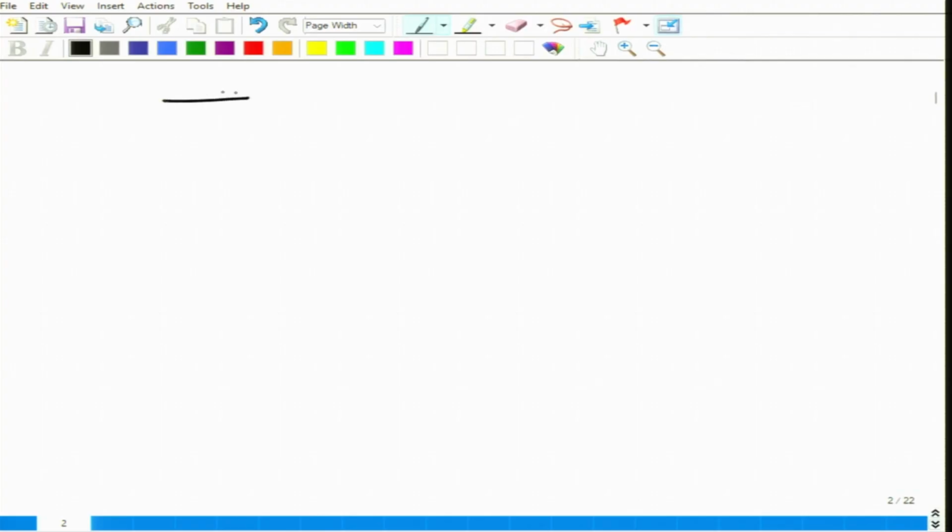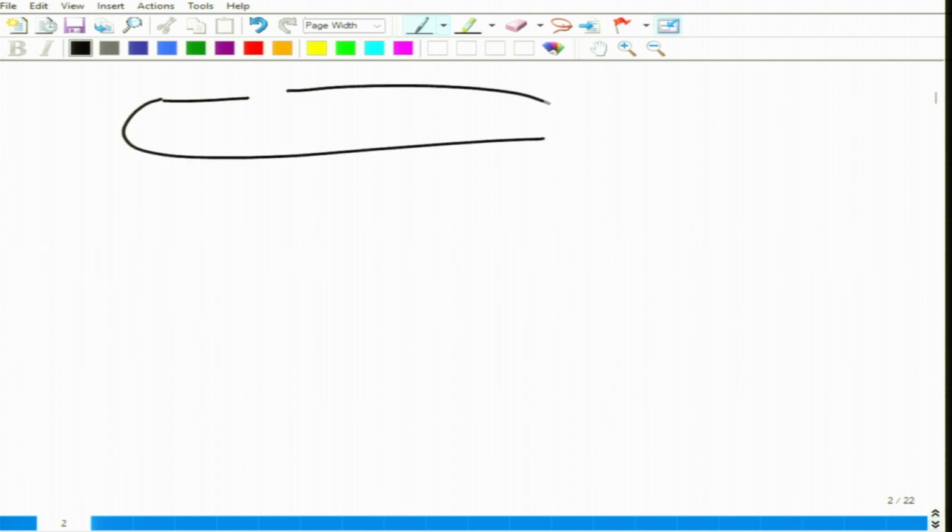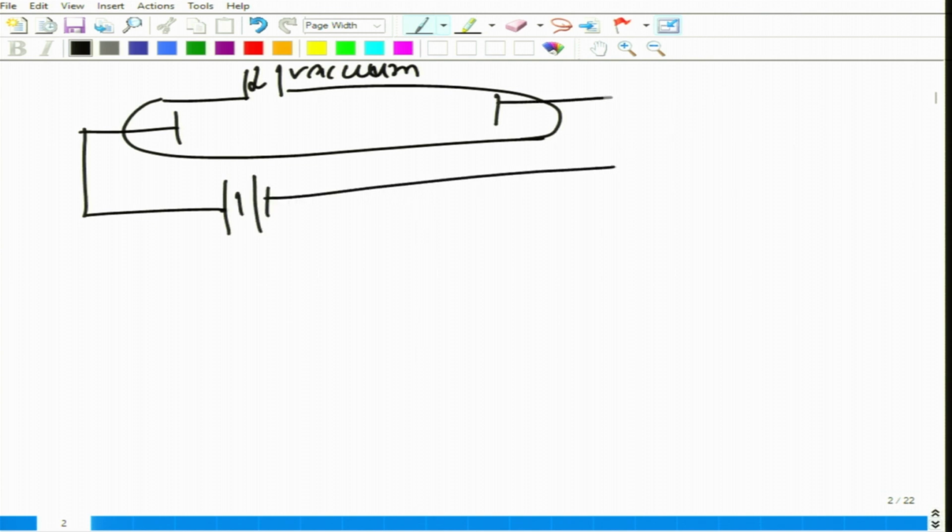So, in these experiments, there was a glass tube with a vacuum pump and two electrodes were there connected through battery. If this is the positive terminal of the battery, the electrode connected to it should be positive, which is the anode, and for negative terminal the electrode connected should be negative, that is the cathode.